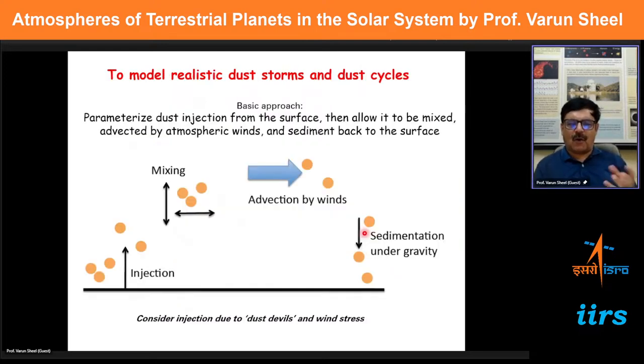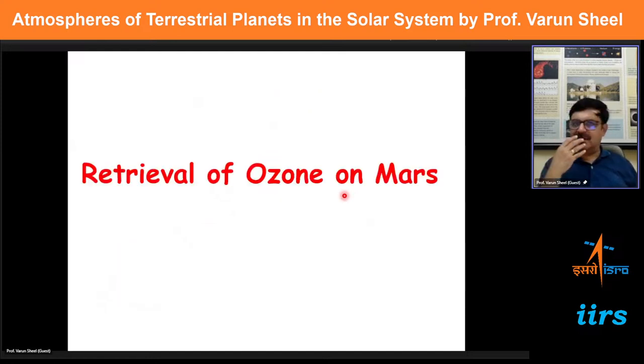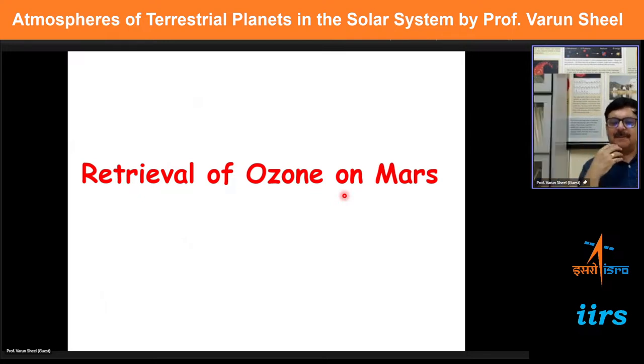And when you want to model such a dust cycle, where the dust is injected into the atmosphere, mixing occurs, and then dust is transported by winds and loaded into the entire atmosphere, this entire process is modeled in the general circulation models, and now we have some level of predictability, but still the prediction of dust activities on Mars is very difficult.